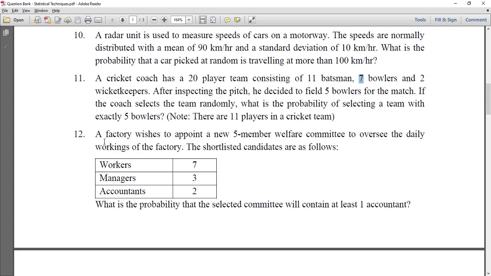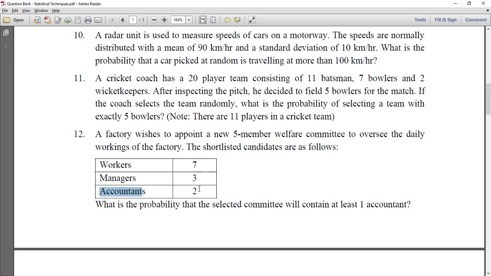We will see. A factory wishes to appoint a new 5-member welfare committee. So our committee requires how many members? 5 members only. So that is going to be our small n, to oversee the daily workings of the factory. The shortlisted candidates are as follows: workers 7, managers 3 and accountants 2. So there are how many? There are a total of 12 people in the office.